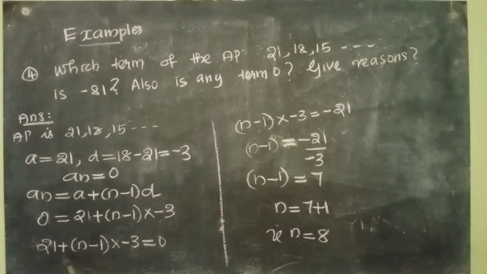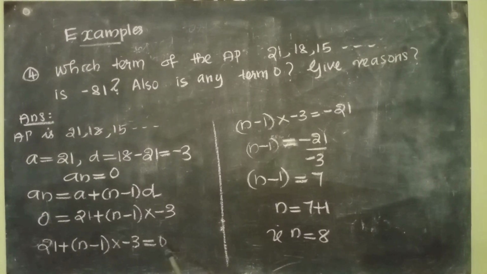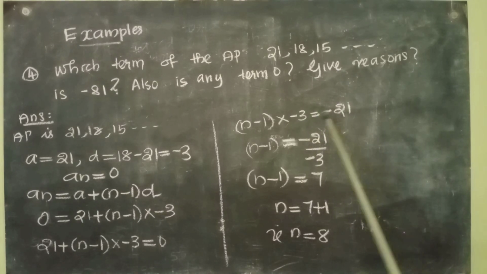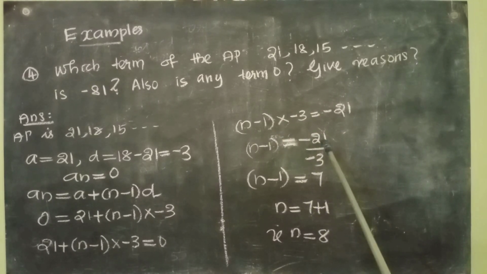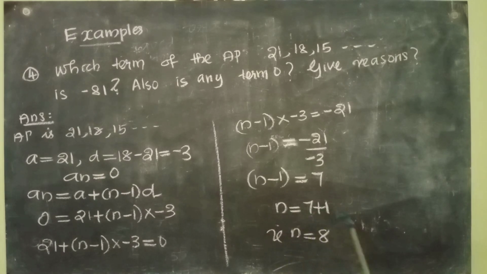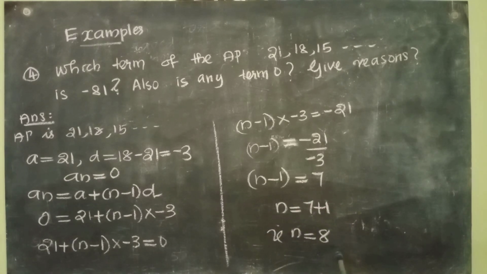Change the sides. 21 plus n minus 1 into minus 3 equal to 0. That is n minus 1 into minus 3 equal to minus 21. n minus 1 equal to minus 21 divided by minus 3, that is n minus 1 equal to 7. That is n equal to 7 plus 1 equal to 8. So, we got a value for n, that is 8. So, we can conclude 0 is a term. 0 is the 8th term.